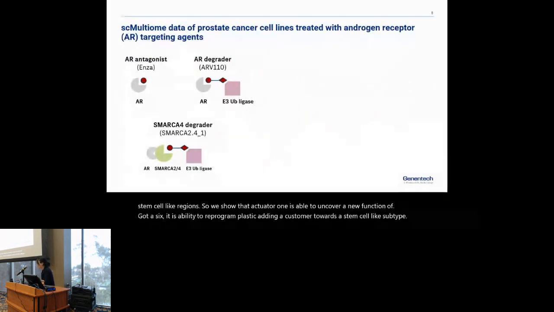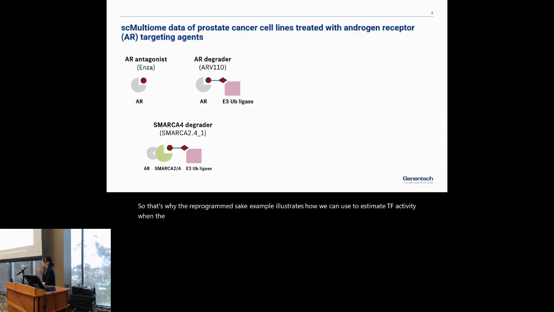So thus far, the reprogram-seq example illustrates how we can use Epiregulon to estimate TF activity when the transcription factor activity is coupled to the gene expression. But a more challenging task, as I have alluded to earlier, is situations in which the TF activity is decoupled from expression. So we generated a second data set in which we treated 4 different prostate cancer cell lines with 3 different drugs against androgen receptor, either directly inhibiting it or indirectly inhibiting it.